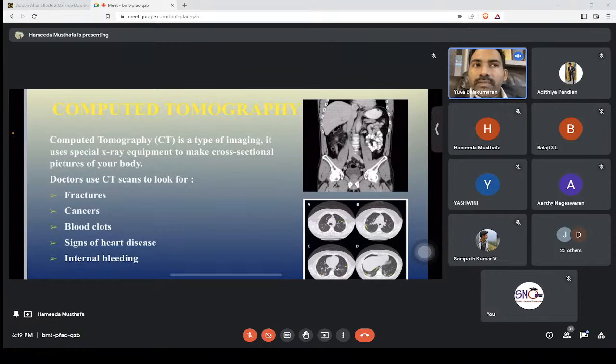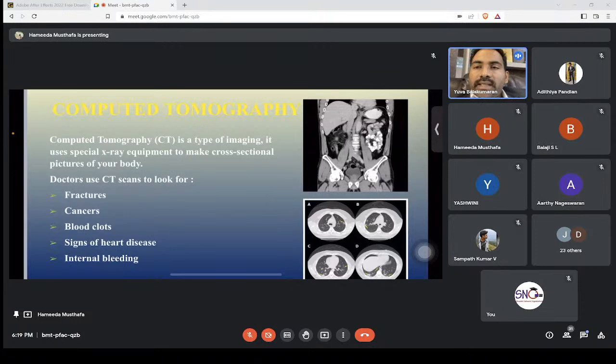Then heart disease. To look at it we have to do cardiac CT, and we have to look for the valves and the structures of the heart. Then the same for internal bleeding. So in a case of trauma or any other thing, we have to look at the entire body, look for any collection or bleeding. So CT scan is a very essential thing to diagnose all these diseases.